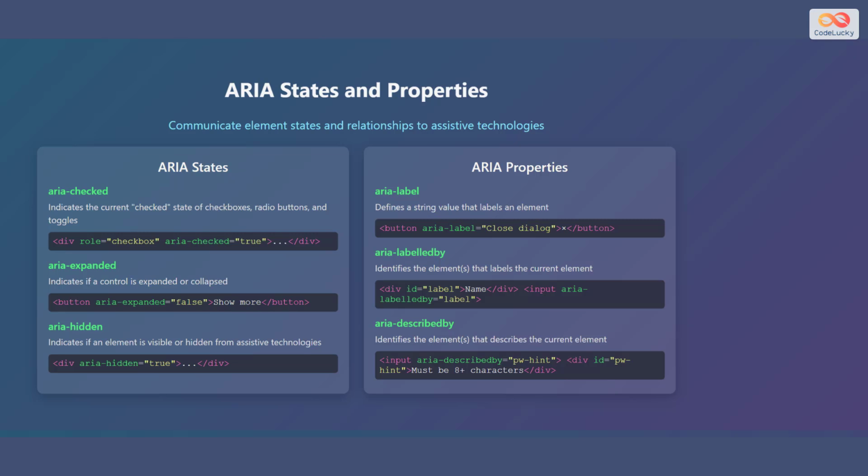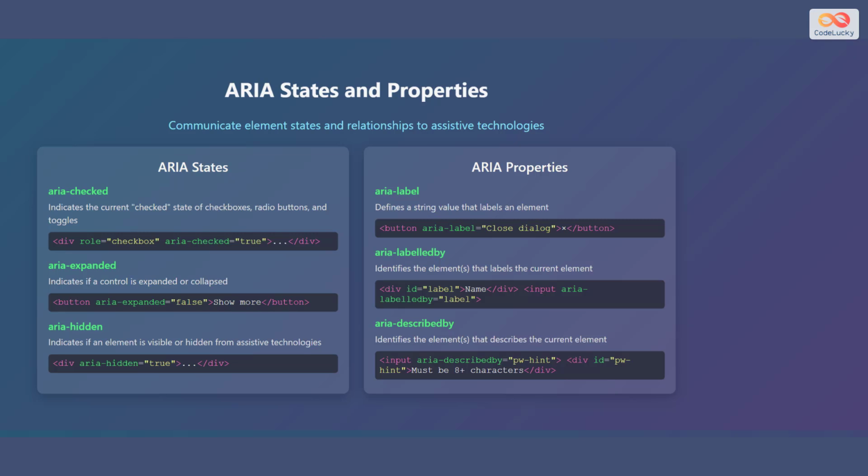Also, ARIA expanded, which indicates if a control is expanded or collapsed. The code example is button ARIA expanded equals false, show more / button. And ARIA hidden, which indicates if an element is visible or hidden from assistive technologies. The code example is div ARIA hidden equals true / div.